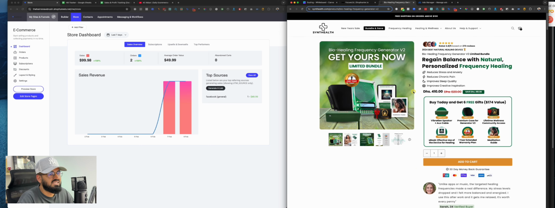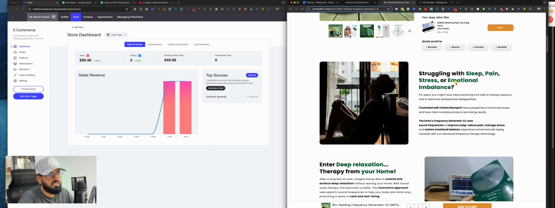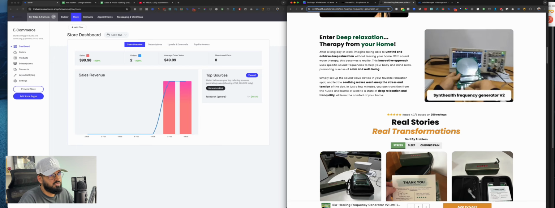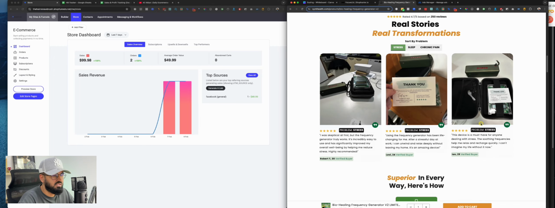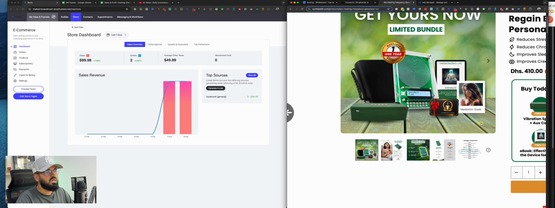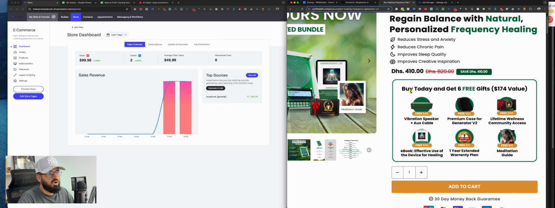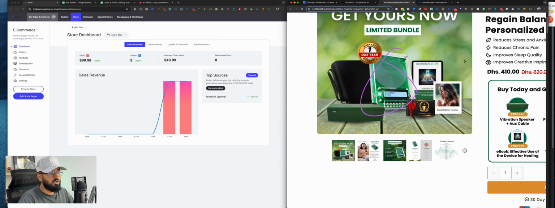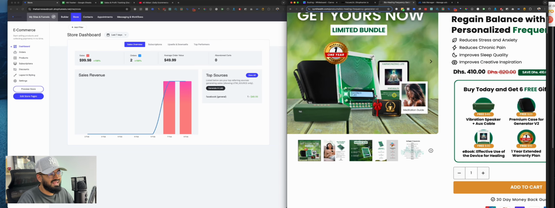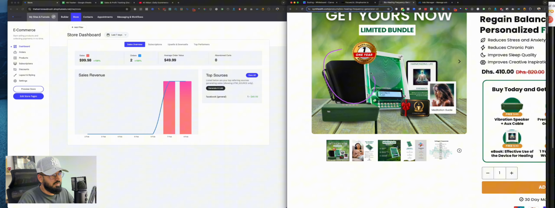So this thing is a sound maker, right? It helps you deal with stress. It helps you relax. It produces sounds at a certain frequency, right? Look at the offer that was created, okay? So you get that sound machine, okay? What else do you get? You get the vibration speaker. Okay, so you get a speaker that you can connect with the sound machine. You get a premium case.